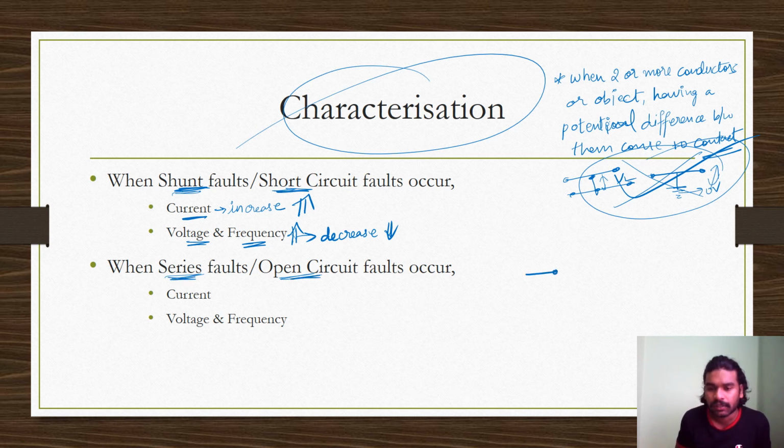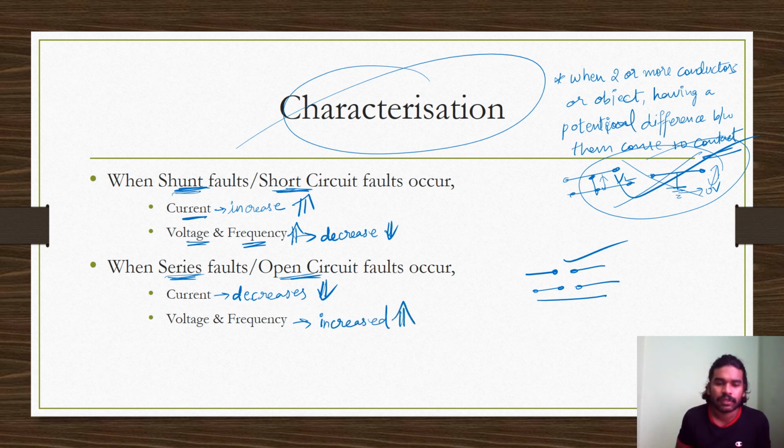Now what happens in a series or open circuit fault? Whenever the line conductor suddenly breaks, two or more line conductors like this break, then you say an open circuit fault is said to occur. And what is it characterized by? When the circuit is open, the current value will decrease automatically, and obviously the voltage is the converse, it will increase. Voltage and frequency will increase. Please remember these points, very important for your competitive exams.